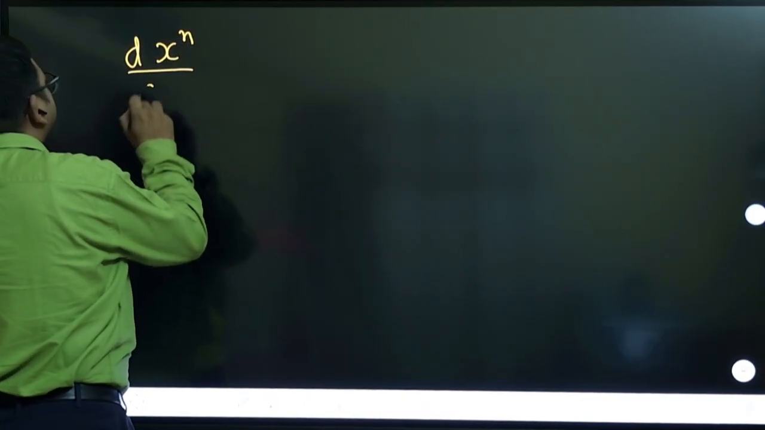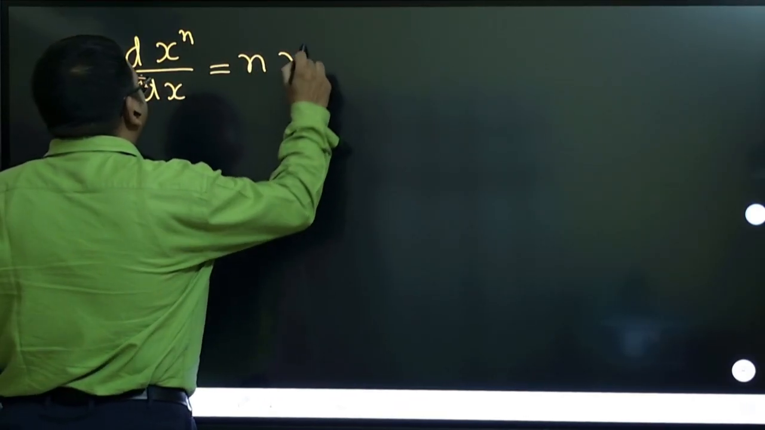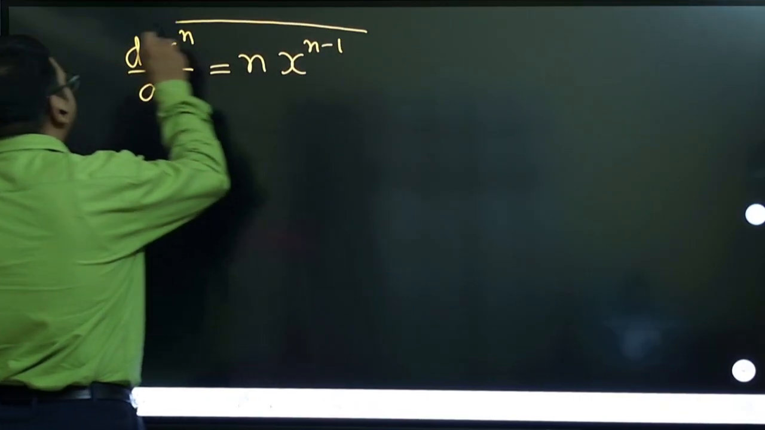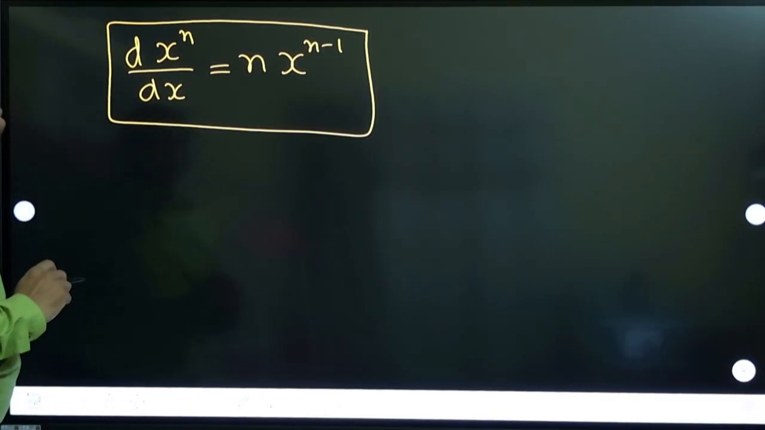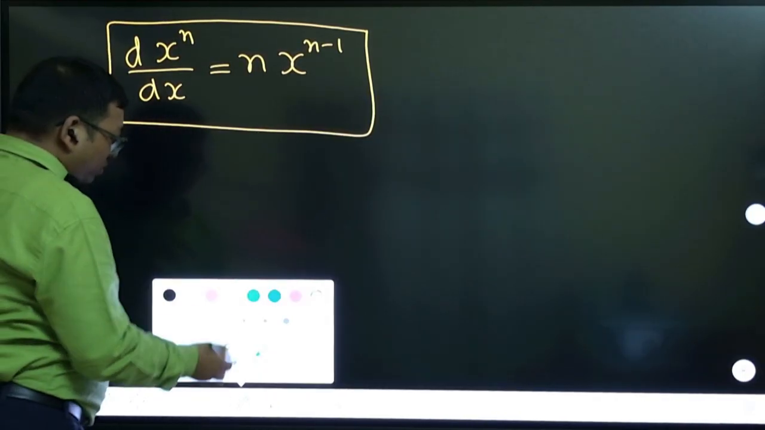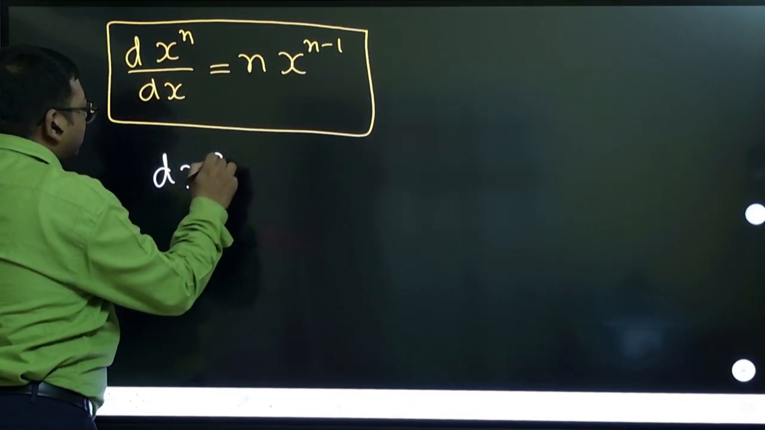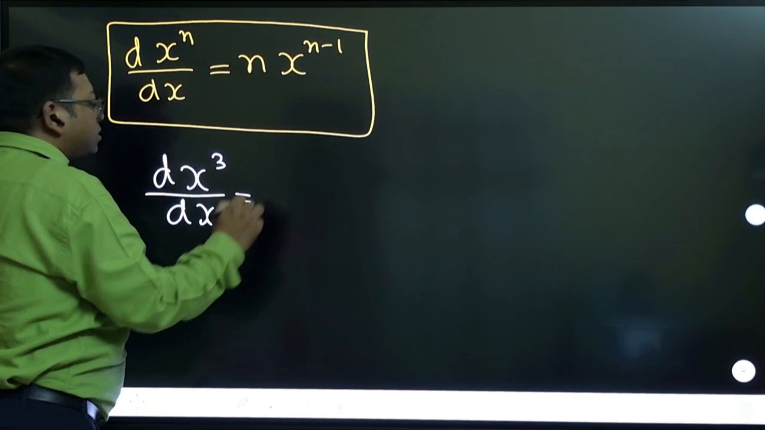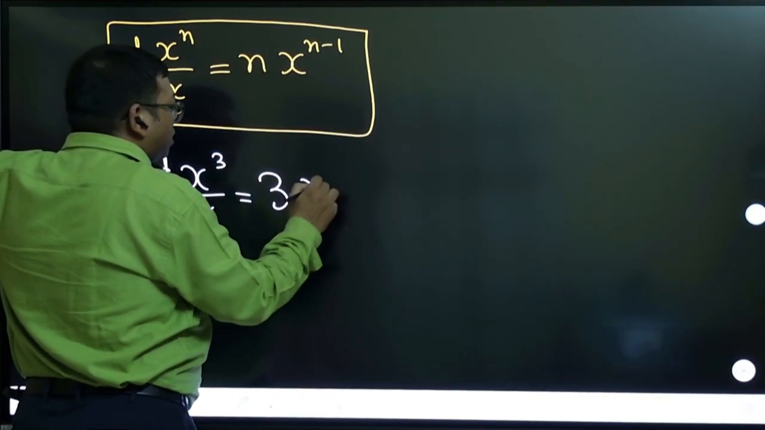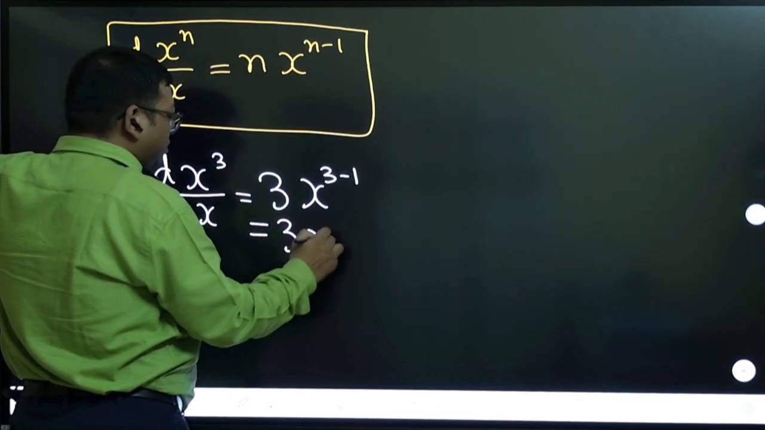So, differentiation of x to the power n with respect to x. This formula is n times x power n minus 1. This is the most important formula, so we should note it. Suppose, for example, you have to differentiate x power 3 with respect to x. This gives 3x power 3 minus 1, so this becomes 3x square.